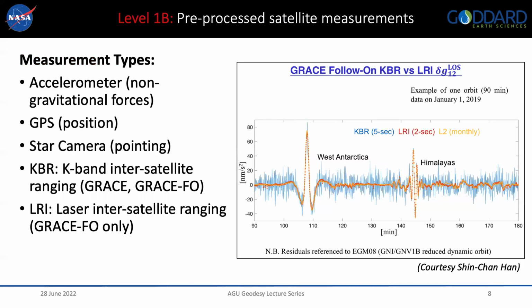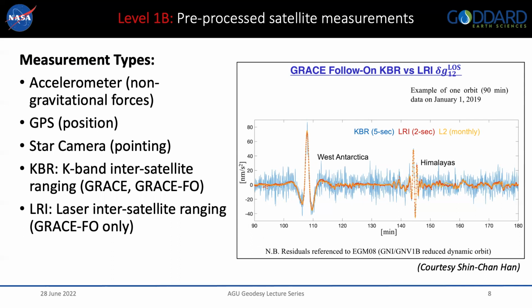So with that in mind, we'll just begin with talking about the level 1B pre-processed satellite measurements. Now, level 1B implies that there must be a level 1A. Level 1A is just the raw measurements from GRACE. And there is a certain amount of processing that is done in order to take those raw measurements and account for a few things so that then we can have these measurements that are ready to basically do science with.